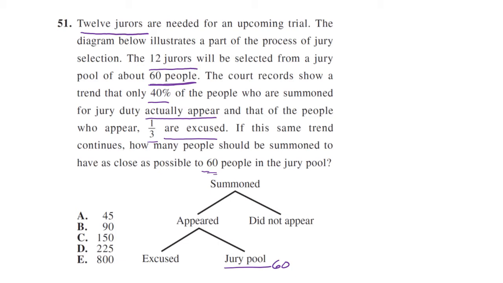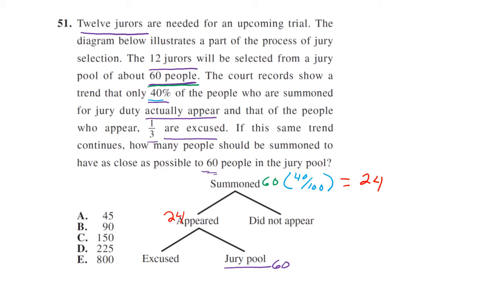So summoned, we are starting with 60 people. Let's put that in green. We'll break it down as we go. So we're starting with 60 people summoned. And of those summoned, 40% actually appear. So 60 times 40 over 100, or 60 times 0.4, equals 24. So 24 actually appear. So now we're here.